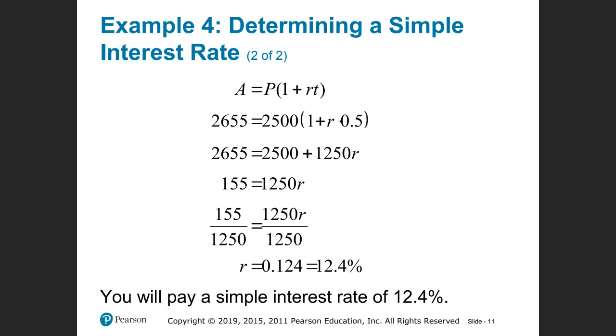When you divide this out, you get R is equal to 0.124. Now that's an interest rate. These are usually expressed in percentages, so we're going to move the decimal point 2 places to the right and add the percent sign. We're paying a simple interest rate of 12.4%. And that concludes this section.